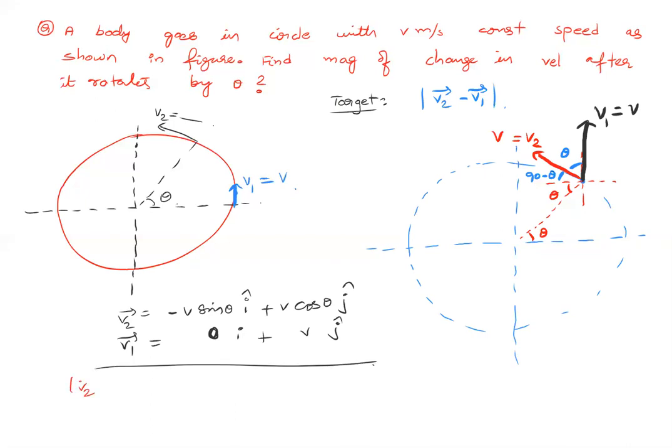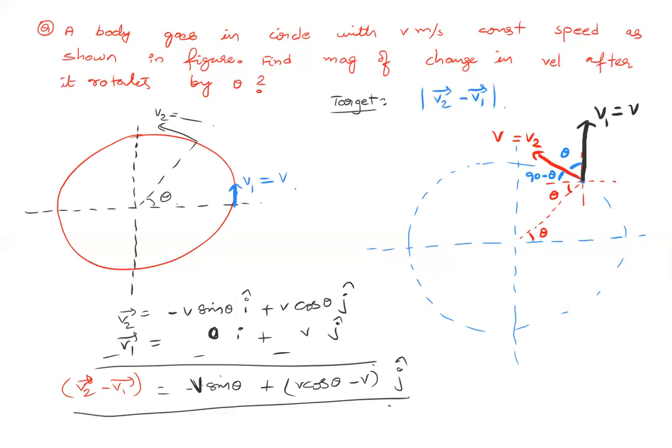So the magnitude of v2 bar minus v1 bar: if you are subtracting, first let us calculate v2 minus v1, then we'll go to magnitude. So v2 minus v1 is minus v sin theta i cap plus (v cos theta minus v) j cap. So your magnitude, the mod of change in velocity, is under root of (minus v sin theta) whole square plus (v cos theta minus v) whole square.